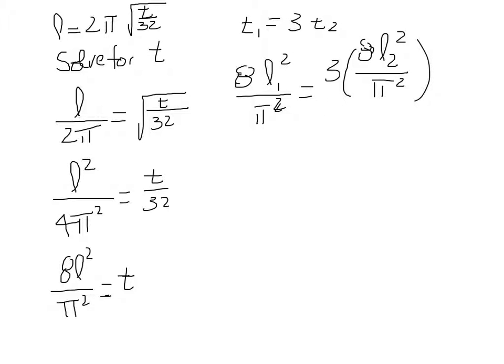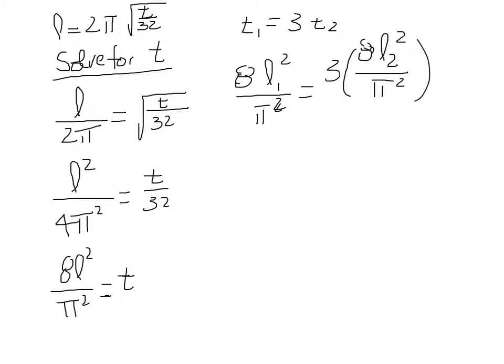The relationship between the length of a pendulum and the time it takes for the pendulum to swing through one cycle is given by L equals 2 pi times the square root of t over 32. Now if we were to solve this for t, what we'd have is L over 2 pi equal to the square root of t over 32.